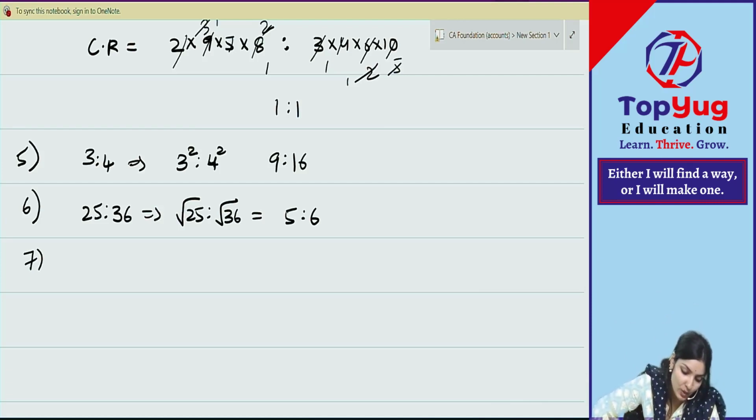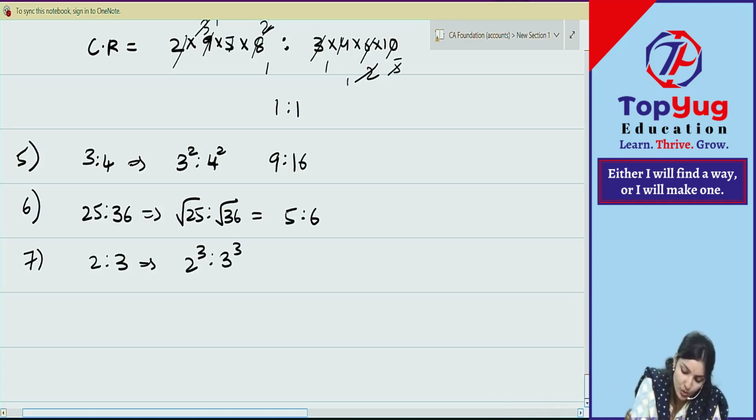So we are in the seventh one now. Triplicate ratio of 2:3. Very good. 2 cube is to 3 cube. 8 is to 27.